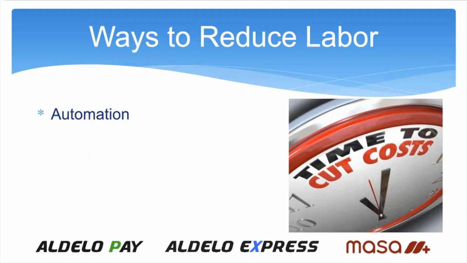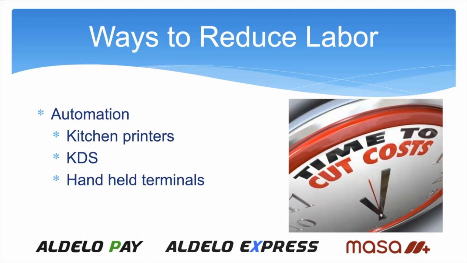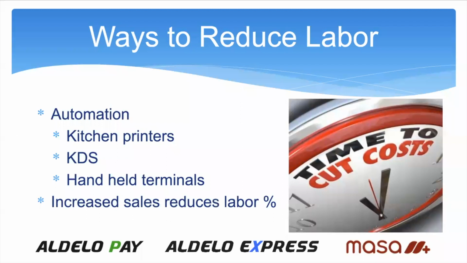Another way is automation. Automation such as kitchen printers, kitchen display systems, and handheld terminals. All three of those help increase sales and therefore reduce labor percentage.